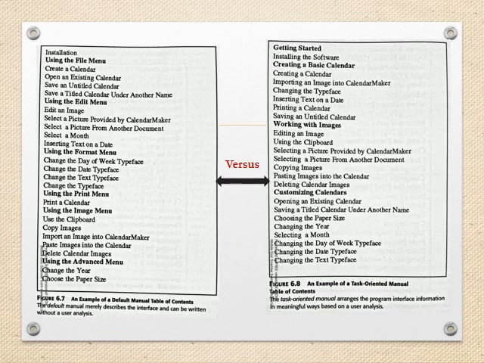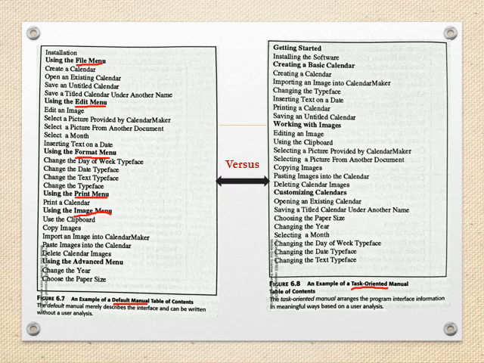This slide shows the table of contents for two types of documents. First, the default manual table of contents and the task-oriented manual table of contents. If you look here, the default manual focuses on the menus of the program. For example, file menu, edit menu, format menu, print menu, image menu. So this type of document focuses exactly on the program features.